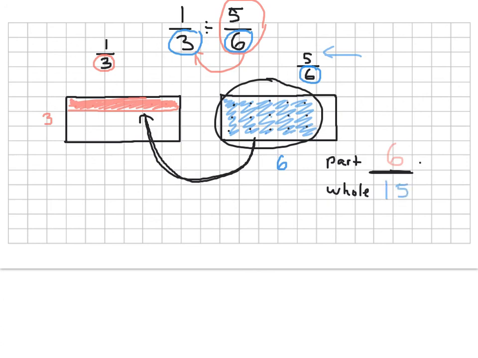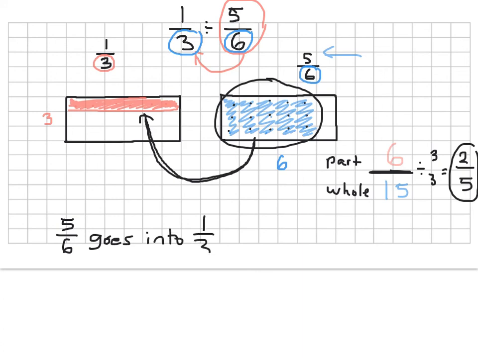But we have to make sure we reduced. Let's divide the top and bottom by 3. 6 divided by 3 is 2. And 15 divided by 3 is 5. So my final answer is 2/5. So when we write the final answer, we can say 5/6 goes into 1/3 2/5 times.